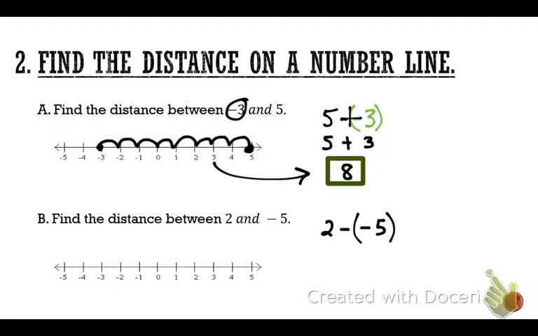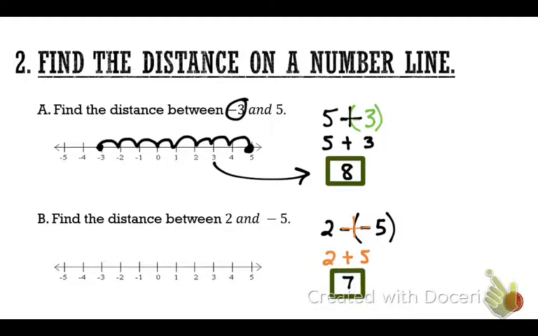Will, what is it called when I have two negatives side by side? Very good. It's a double negative, so we're going to go ahead and take that, turn it into a big positive, and we're going to rewrite 2 plus 5. Vivian, what's my answer? 7 is correct. Now, once again, we're just going to double check that on the number line.